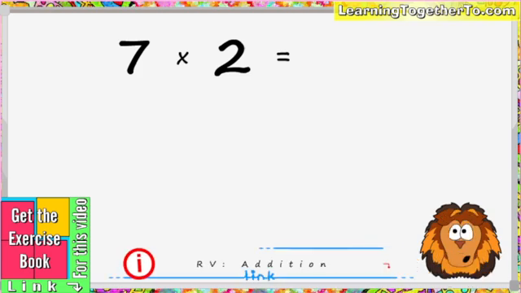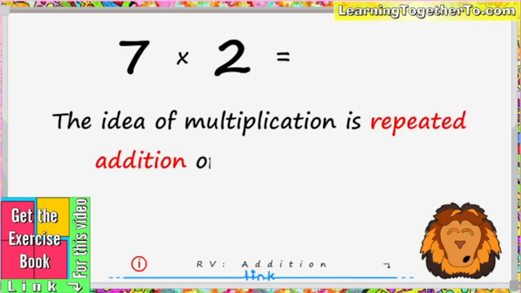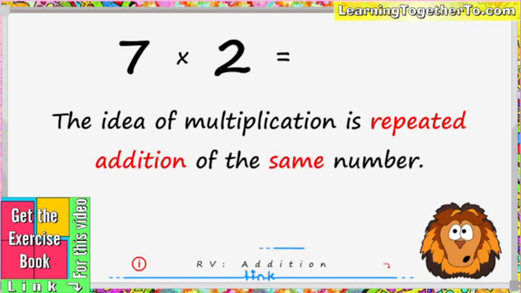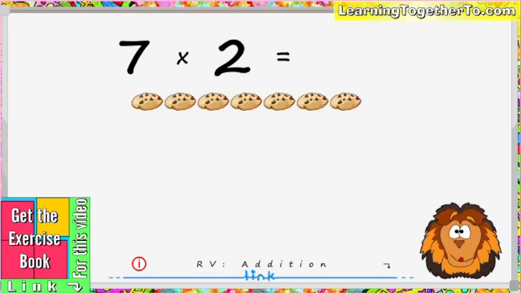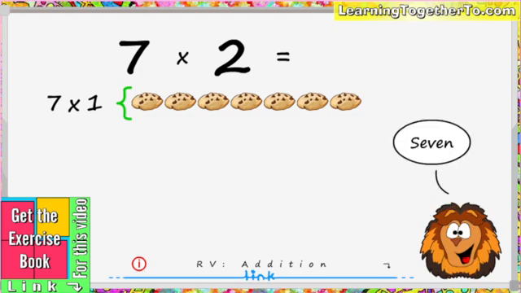Eric, the idea of multiplying is repeated addition of the same number. Let's use cookies to help explain this. Eric, let's say that we baked one batch of 7 cookies. How many cookies does one batch of cookies give us? 7. Nicely done, Eric. 7 times 1 is equal to 7.